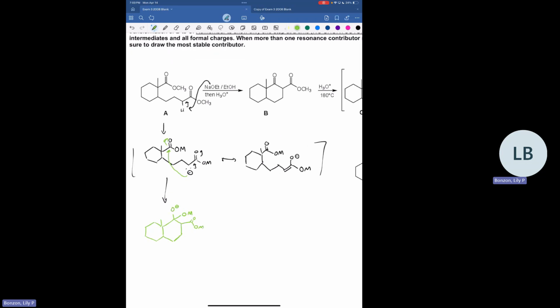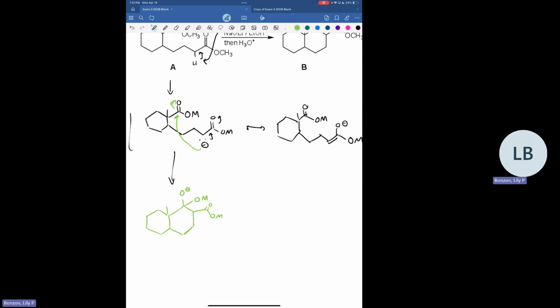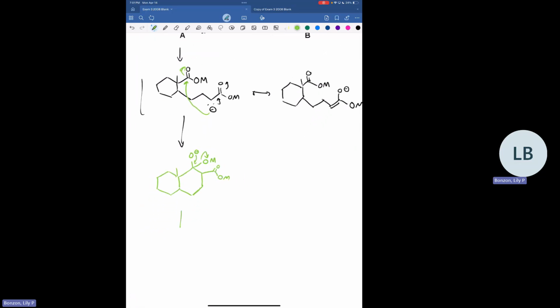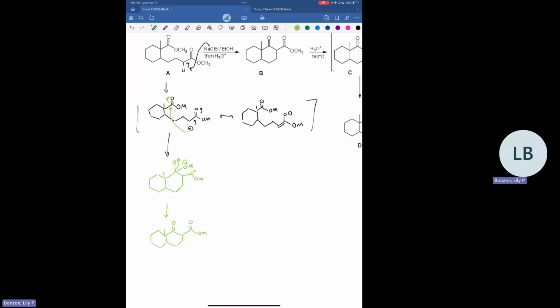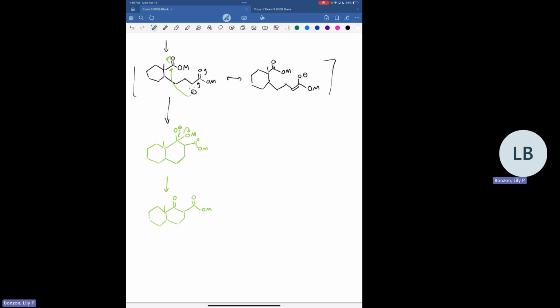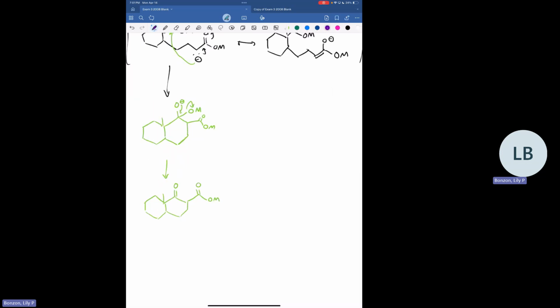Okay. So now for our next step, we're just going to have that O- come down. It's going to kick out our O-methyl group. All right, so now we've formed this dicarbonyl structure. So we can do another equivalent of our NaOEt. And since it is a strong base, we are going to deprotonate that alpha hydrogen there.